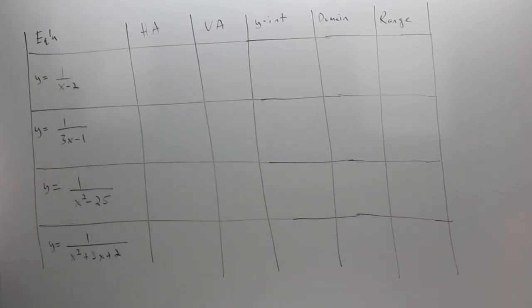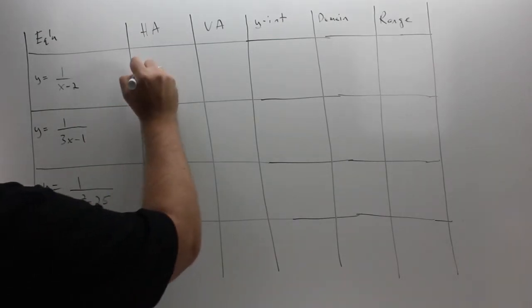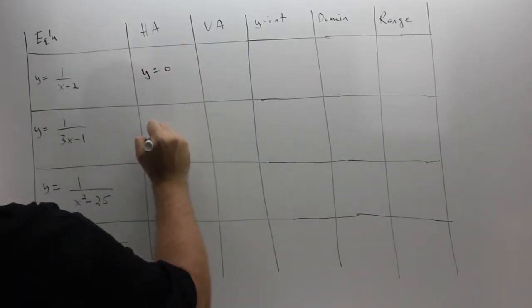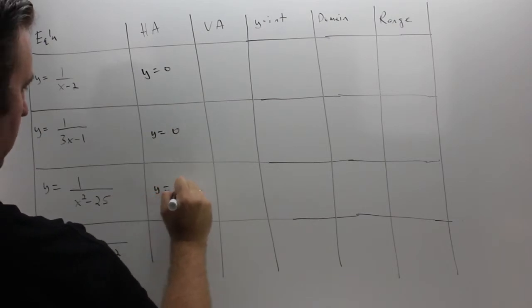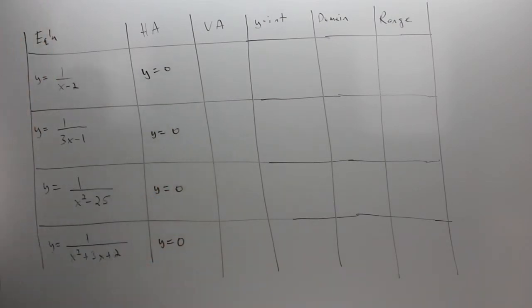Now, all of these have the same horizontal asymptote because they're all reciprocal functions. In other words, they're 1 over linear function or over quadratic function. So the equation of a horizontal asymptote is just y equals 0. That was pretty simple. Now let's work through them individually.